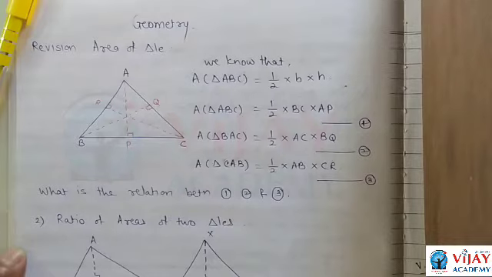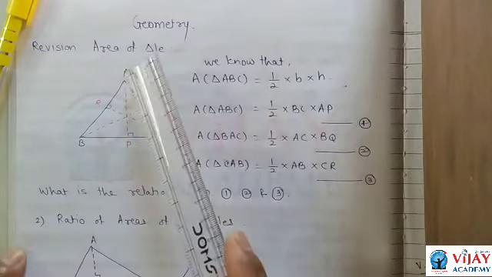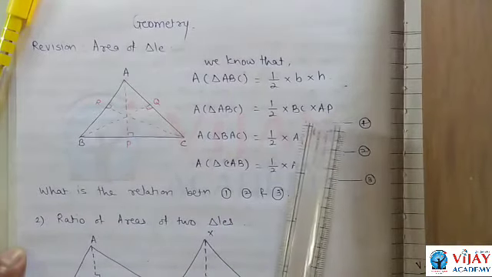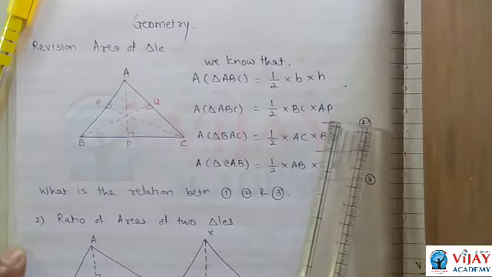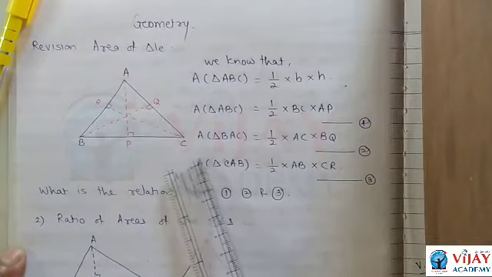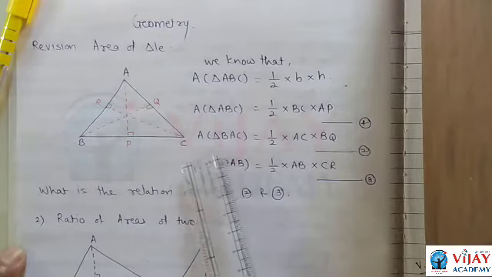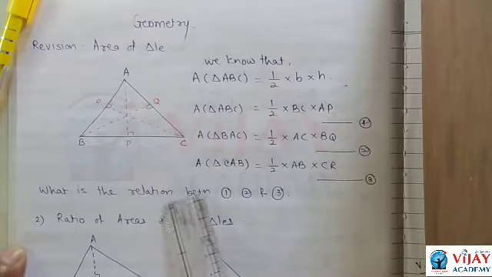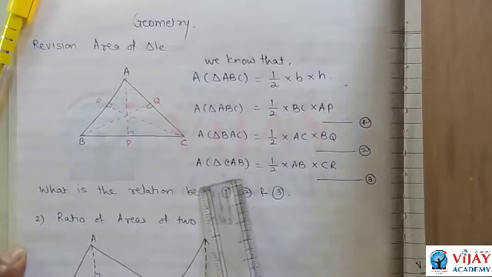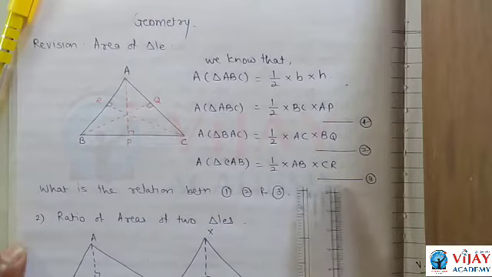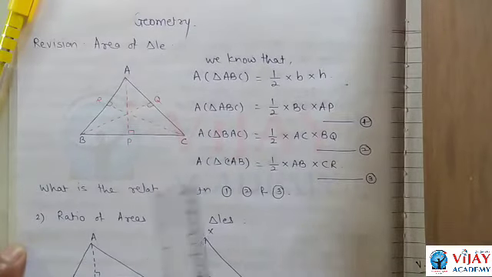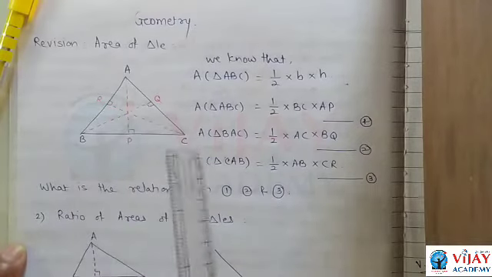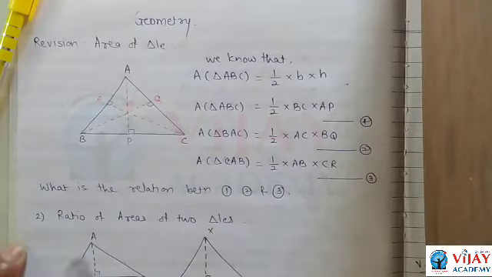So in the first case, area of triangle ABC is half base into height, that is BC into AP. Then you can take another triangle, meaning the same triangle in a different way. Area of triangle BAC is half AC into BQ. Then third way, area of triangle CAB is equal to half AB into CR. Actually, we take the same triangle with different bases, so their corresponding heights also change.